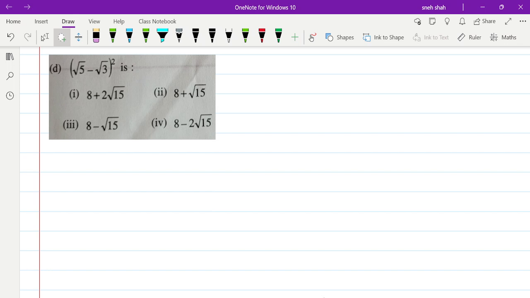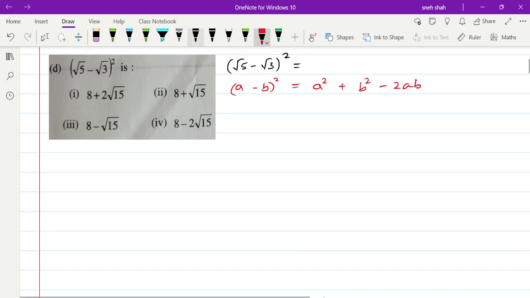Hello students. In this video, we'll be solving question number 1, MCQ 4. Here in this MCQ, we have to find the square of root 5 minus root 3. So to find the square of this number, we can directly use the identity of (a minus b) whole square. (a minus b) whole square states that its answer is a square plus b square minus 2ab.